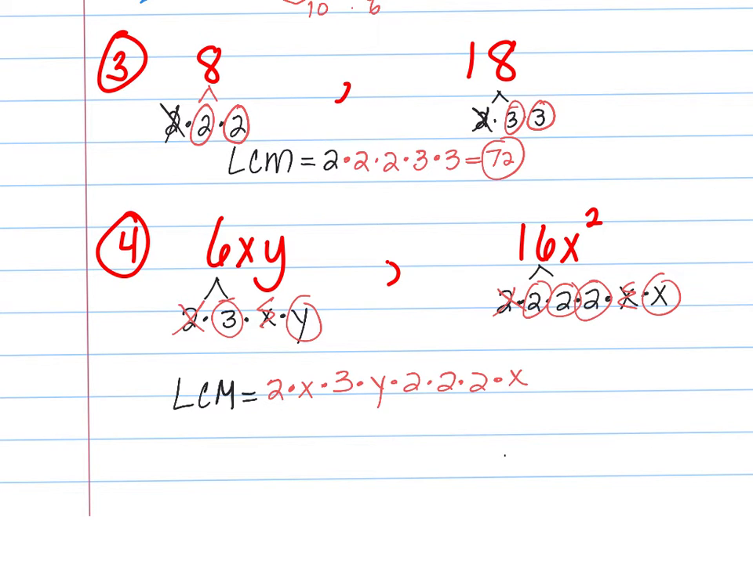Well, I'm going to do these. 2 times 2 times 2 is? 8. And then 2 times 3 is? 6. 6 times 8 is? 48, correct? And then we have x times x, which is? X squared. And then we have a y. So it's 48x squared y.